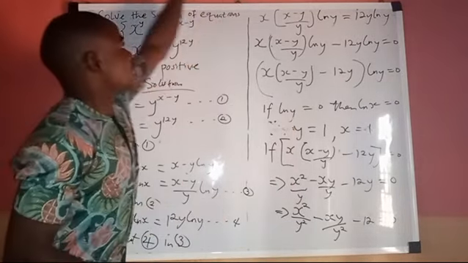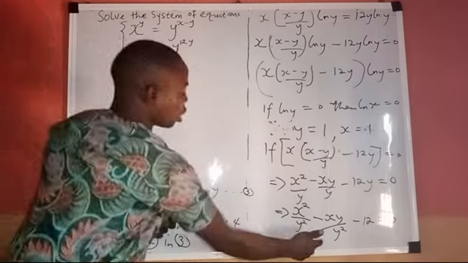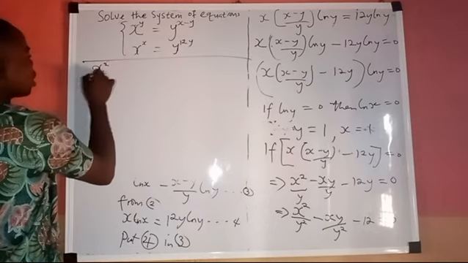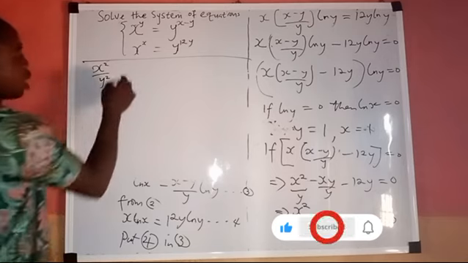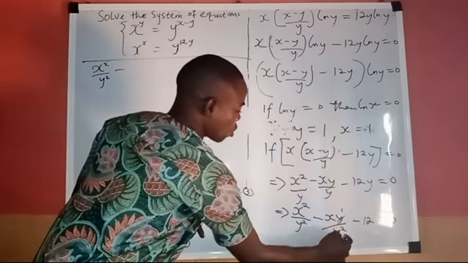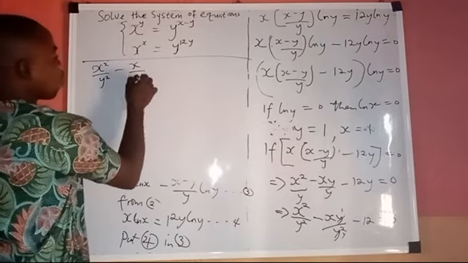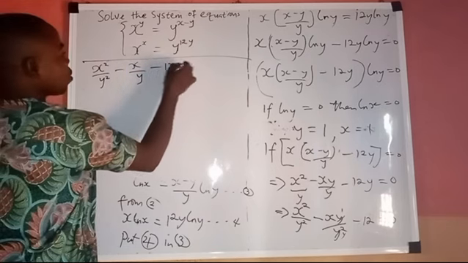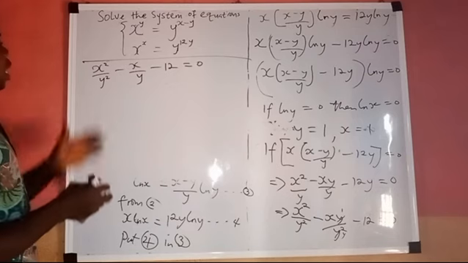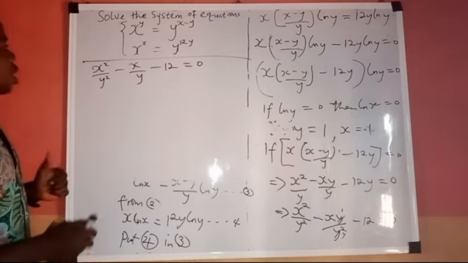I'm going to clean here, and then we shall proceed. Continuing from here, we have x squared divided by y squared minus, so this y can cancel one y here, and then we are left with one y over there. So we now have x divided by y minus 12 is equal to 0. Clearly you can see that this is a quadratic equation, and we're going to be solving it quadratically.